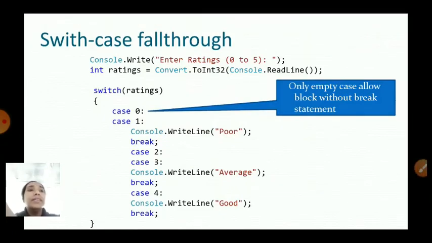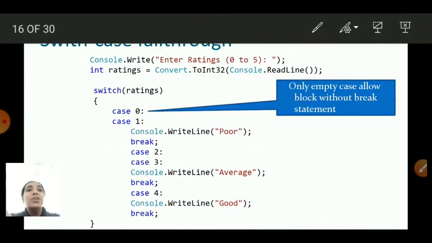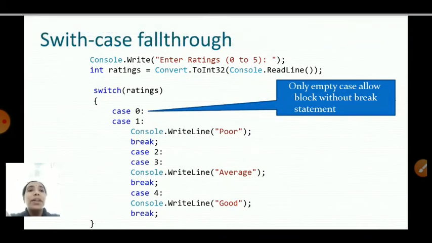In that, the rating is of type integer. In the case you can see case 0, it is said to be a fall through, meaning nothing is being given here. So when I use this statement somewhere here, it may be of the type poor, average and good.